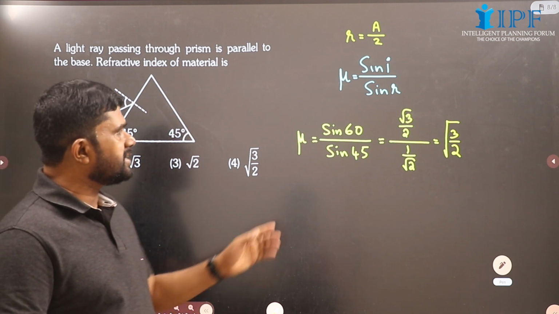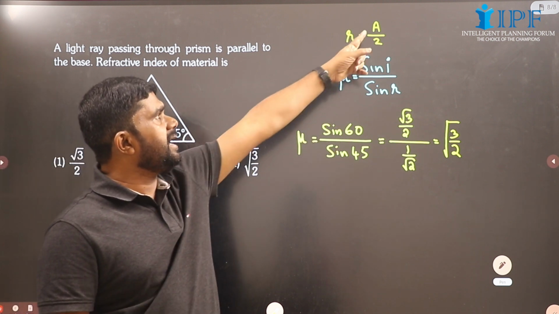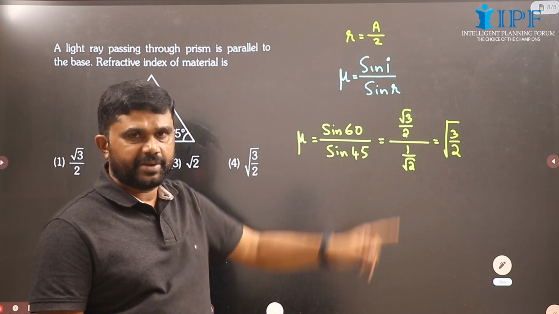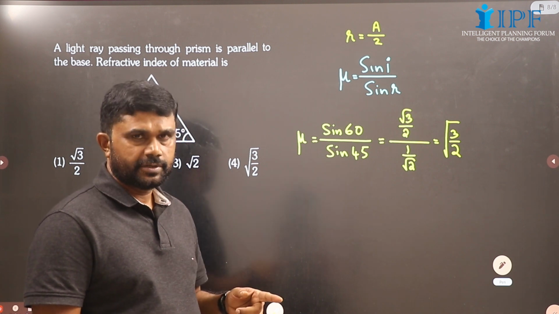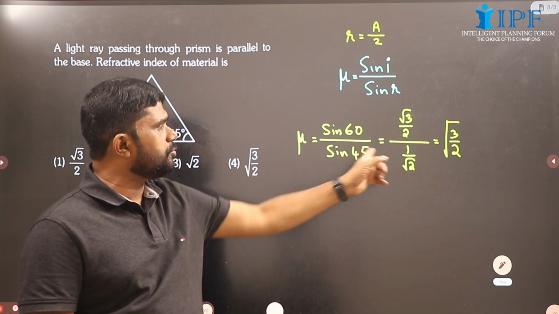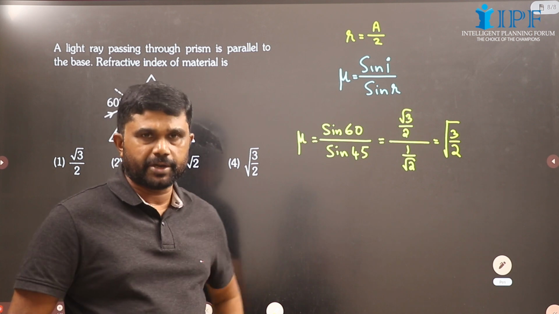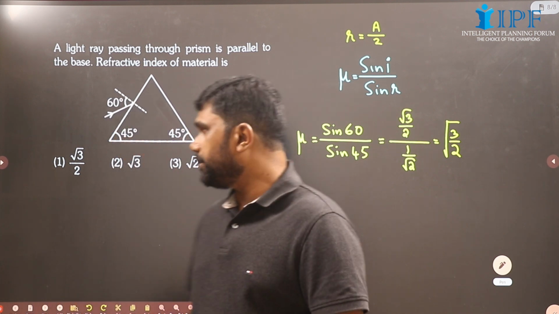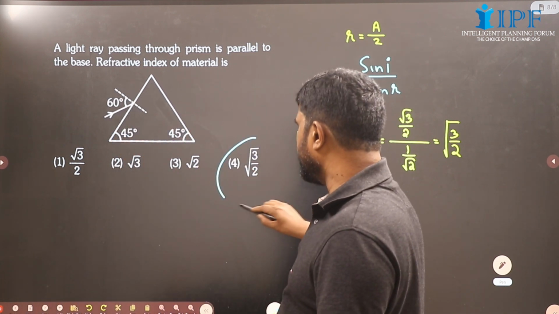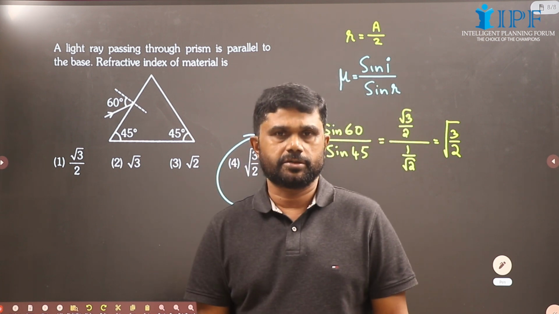So the refractive index will be sin 60 over sin of the angle of refraction. A is 90, so the angle of refraction will be 45. So sin 45. Sin 60 is root 3 by 2 and sin 45 is 1 by root 2. So it will be root of 3 by 2. This must be the correct option.